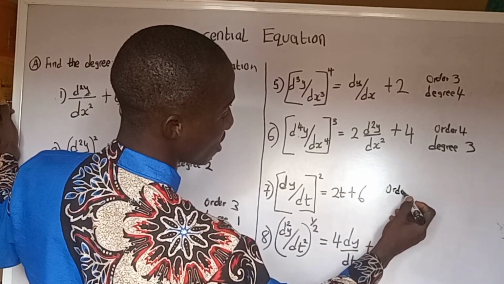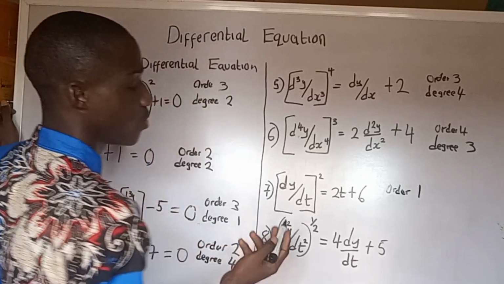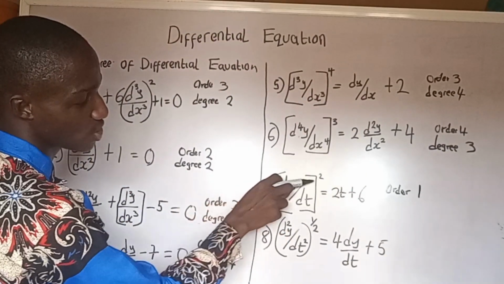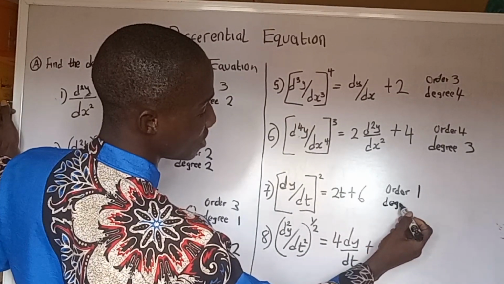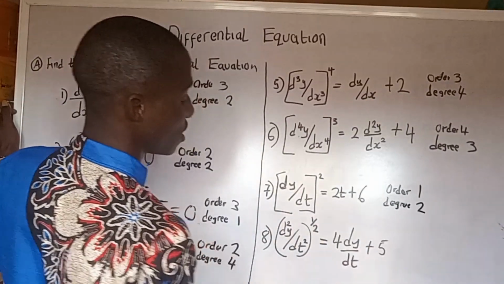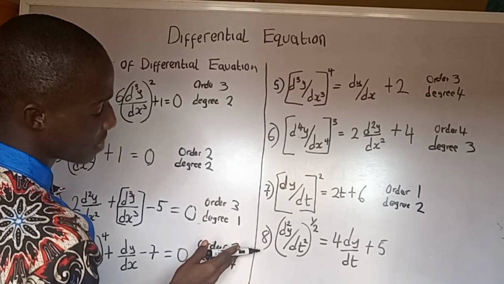Order 1. Now, what is the exponent of the order? The exponent is 2. So the exponent here is 2. So the degree is 2. Degree 2.